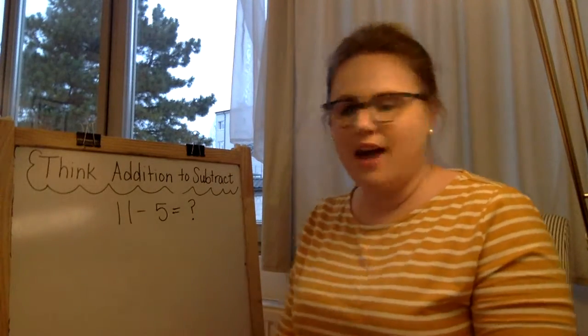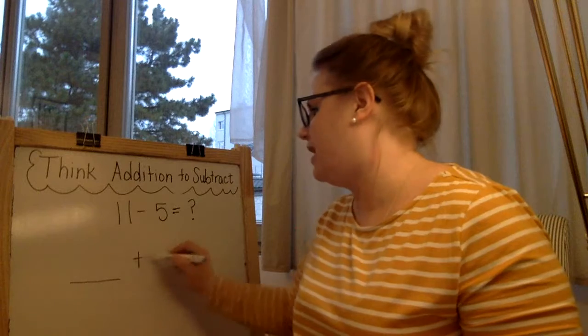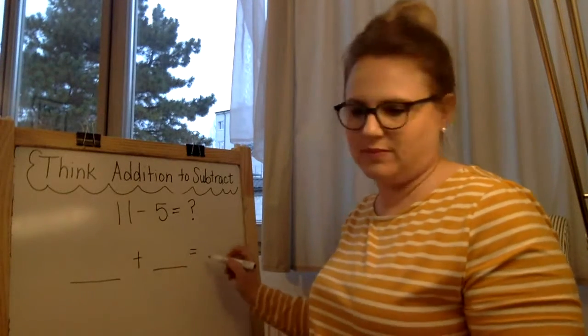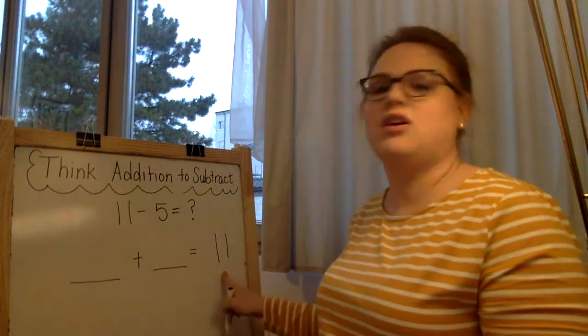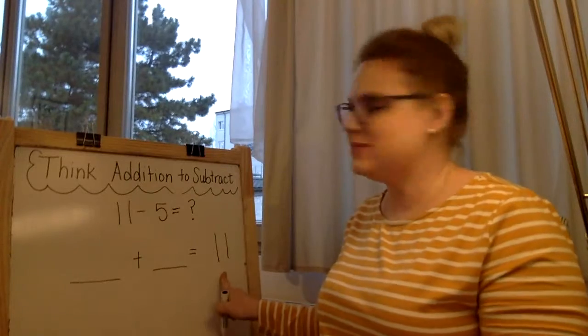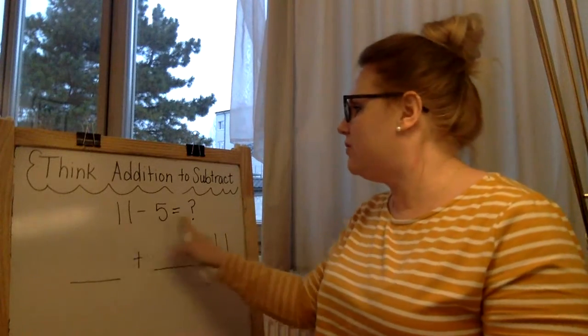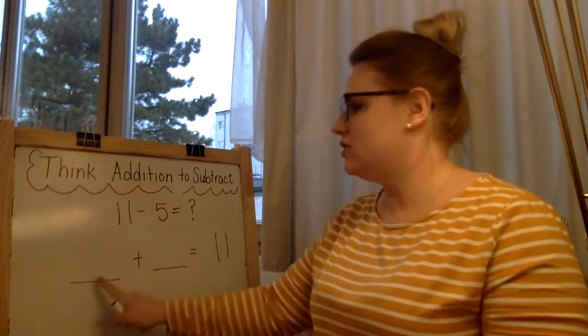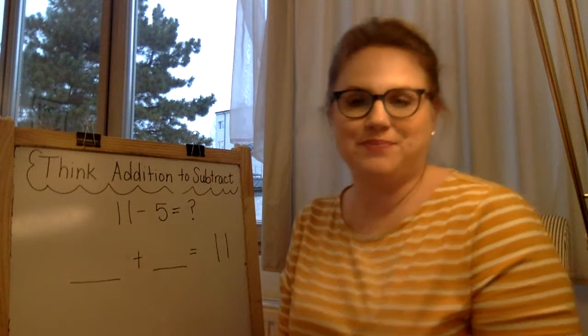Oh, it doesn't tell us this time. It gives us 2 blanks. But it does tell us that our total should be 11. So what can I use? What information from up here do you think I could use to be my first add-in?